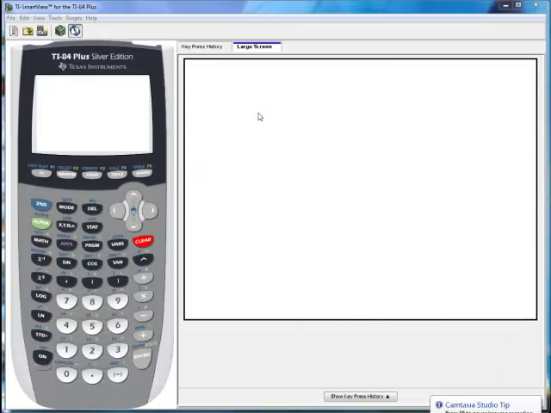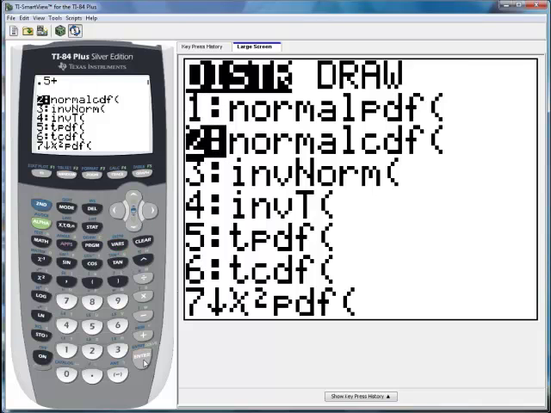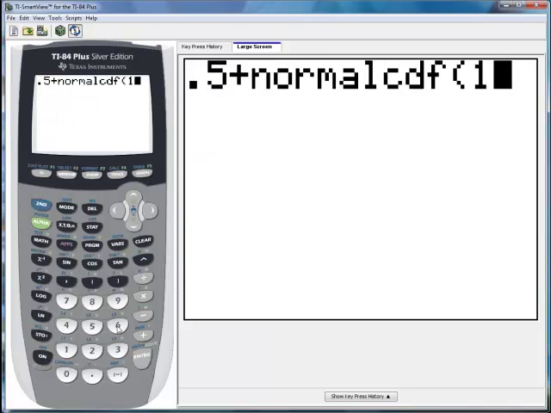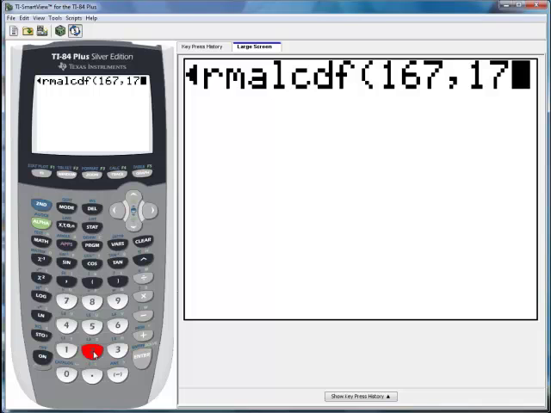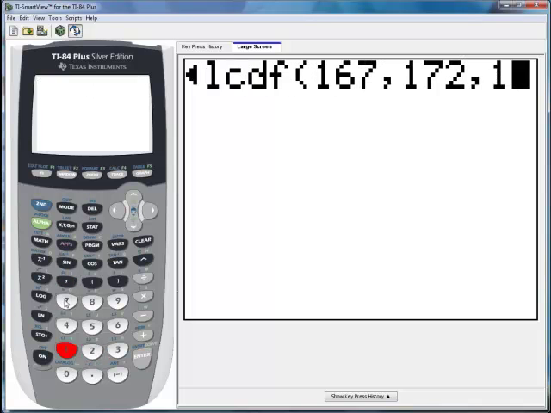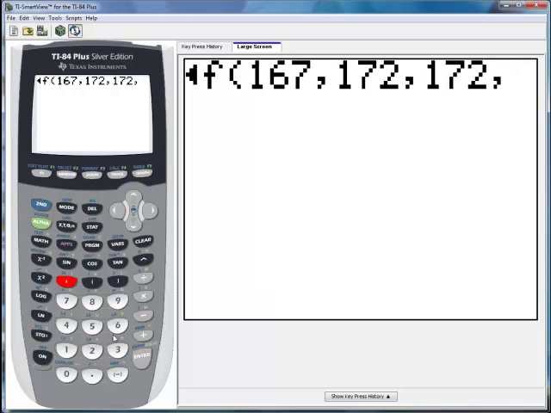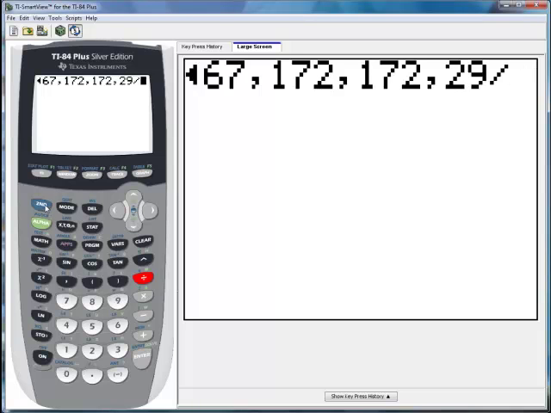I want to run through that same example just one more time with the newer version of the TI-84 calculator, just so that you can see what that looks like if you have one. So I'm going to type in the 0.5 plus, and I'm going to go into the distribution menu and get the normal CDF, and then type in the 167 and the 172 that I want to be between. And you can already see one of the things that's different on this version is instead of scrolling to the next line, it just starts moving over on the screen. Let's see, mean is 172, and then standard deviation was 29, but we had to divide by the square root of 12. So this is another thing that'll look different.